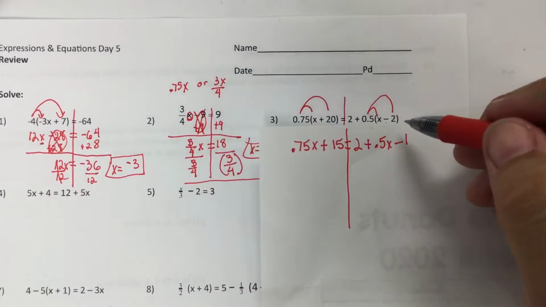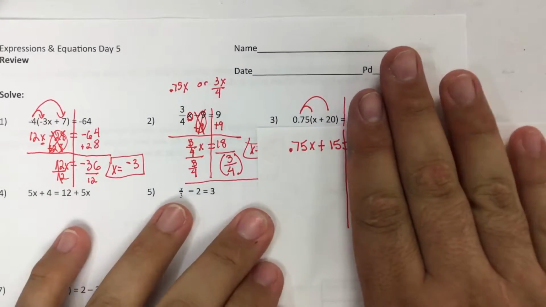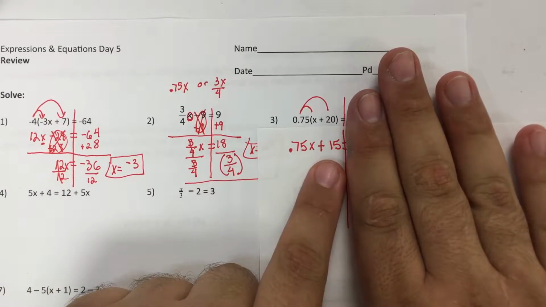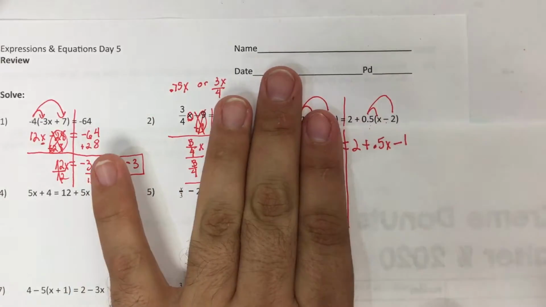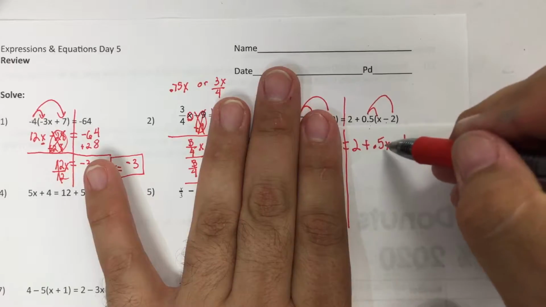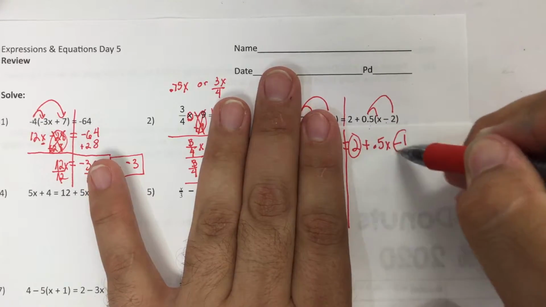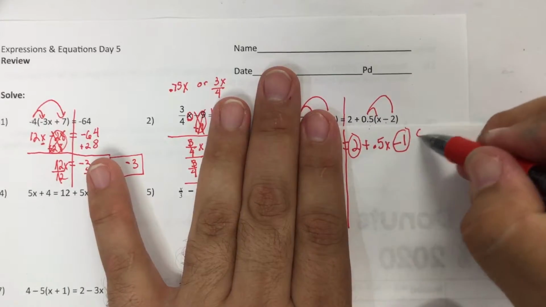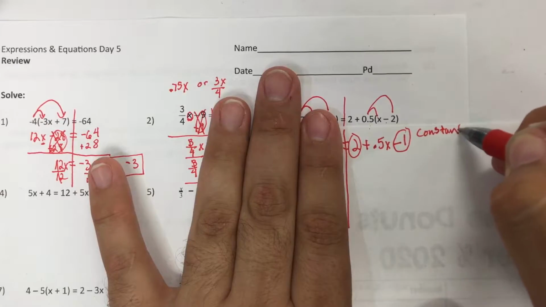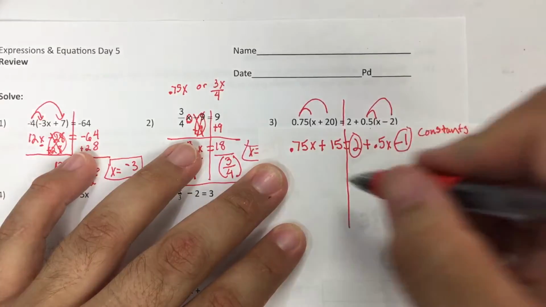Okay. Now before we move on, we always want to check for like terms. You can do this. See if you have like terms. No like terms, because this 0.75 has an x, that 15 does not. So I move it over to the other side. I have a 2 plus 0.5x. Those are not like terms because this has an x, but I have a minus 1. Well, this 2 and this minus 1 are like terms because they're constants. Okay, constants, remember.